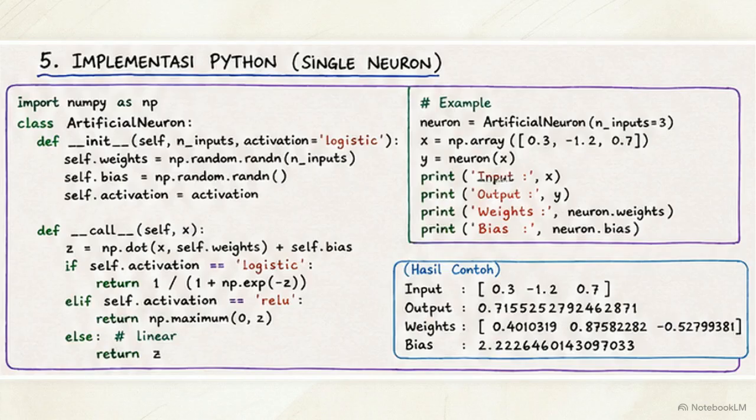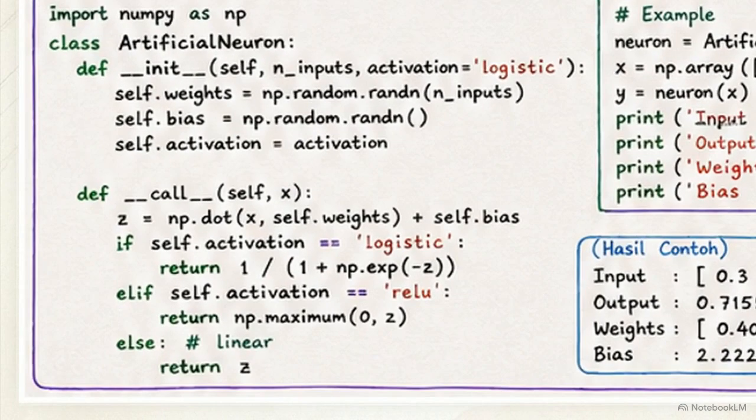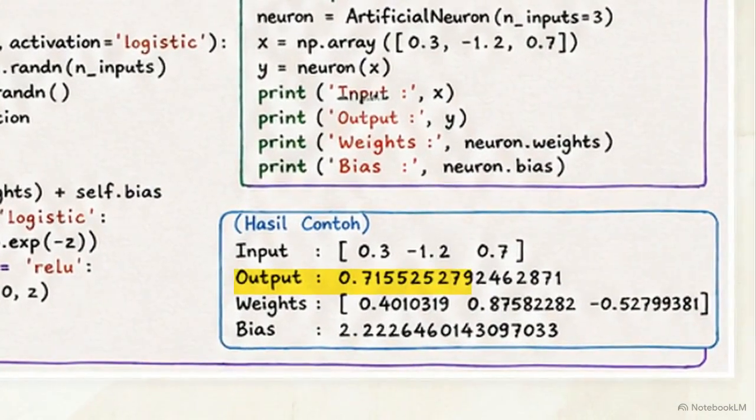This Python code executes our manual calculations. With NumPy, complex arithmetic requires few lines. The forward pass is isolated here. The exact dot product is mirrored by np.dot, processing inputs, weights, and adding bias. Finally, the terminal output perfectly matches our calculated 0.71555 probability.